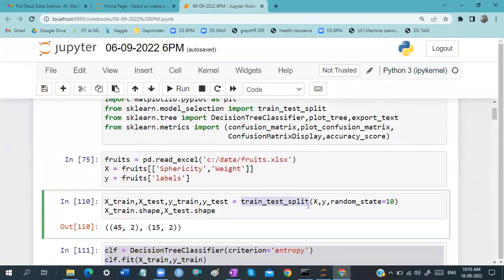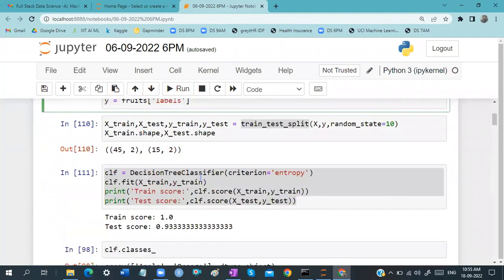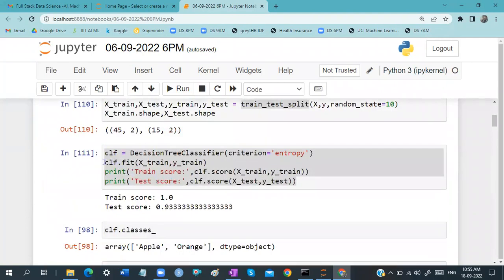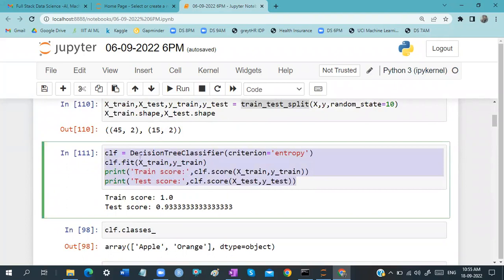Train_test_split is a function. Read_excel is a function. You can see clf.fit, which is also a function. DecisionTree is actually not a function, it's a class. We have it available, no worries.